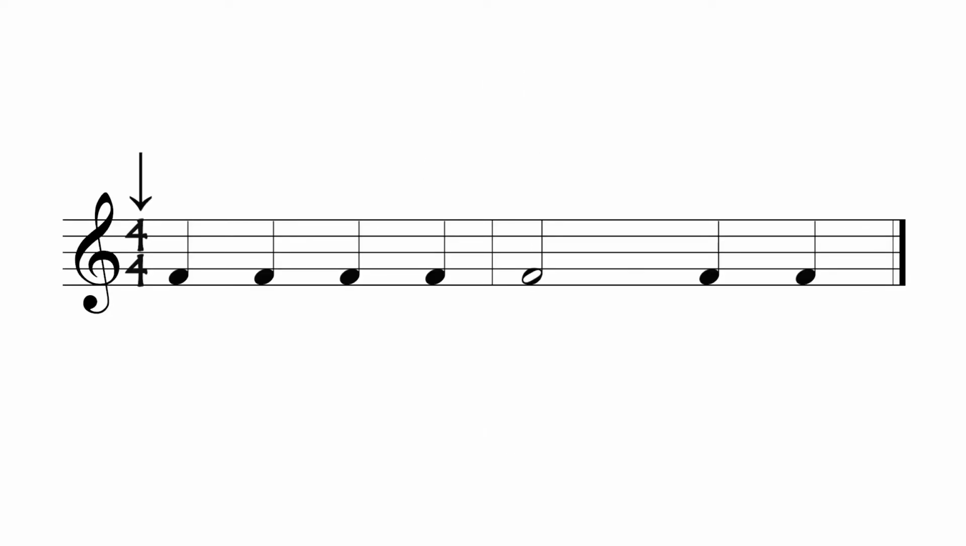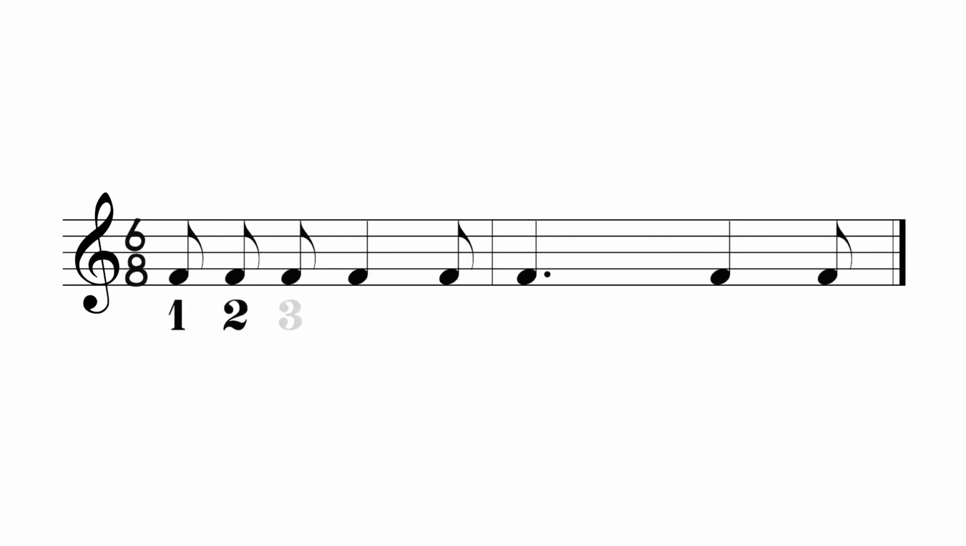So, this time signature is indicating that the quarter note will get the beat, and there will be notes equal to 4 quarter notes in each measure. This time signature is indicating that the 8th note will get the beat, and there will be notes equal to 6 8th notes in each measure.